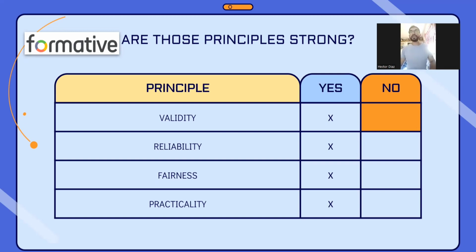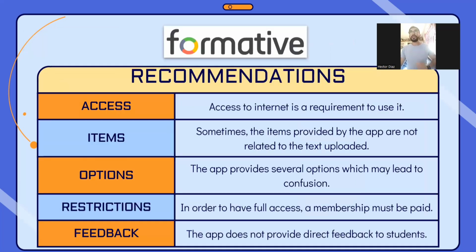And in terms of practicality, I feel that it is the strongest principle, because it is so practical. You only need a cell phone with access to internet, and that's it. You will be able to answer the test. There are a few recommendations at the end. As I said before, access to internet and the use of an electronic device is a requirement to use it.